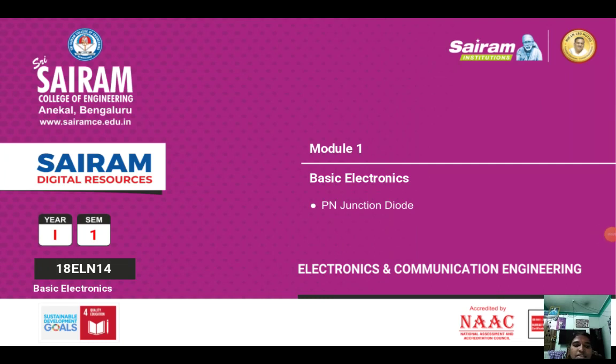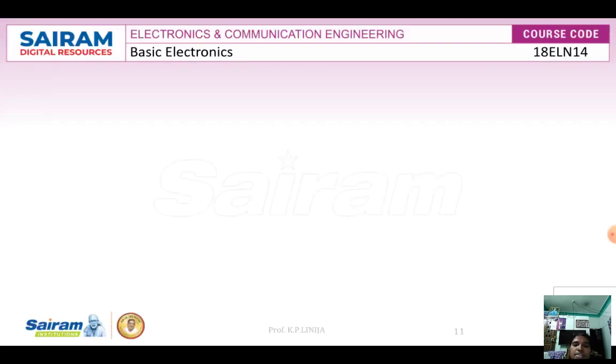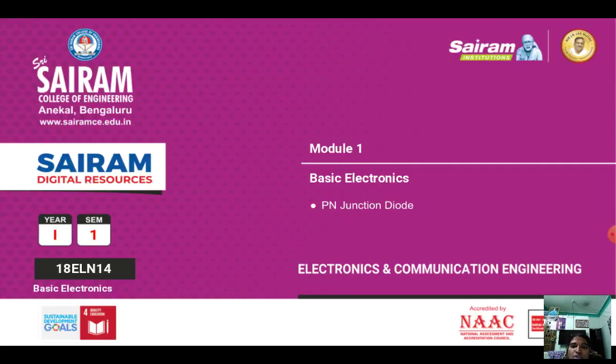Today let us discuss the PN junction diode. The PN junction diode has basically three operating conditions. One is forward bias and another one is zero bias.